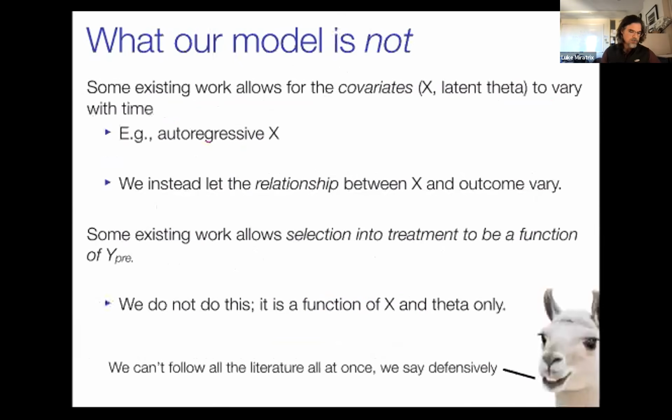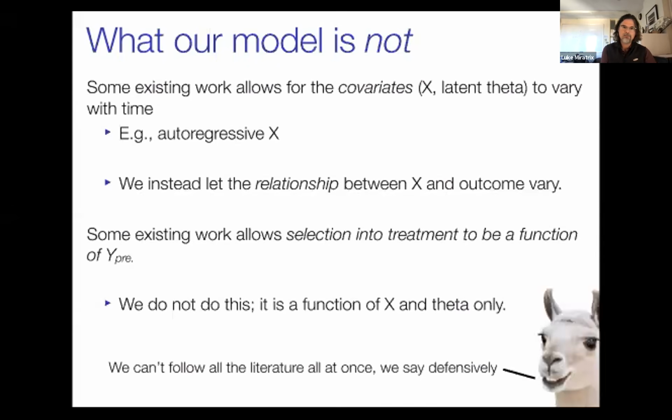So that being said, that's our model. Attaching it to prior literature, there's two major areas where some of the prior literature has a somewhat different model. And we had to pick one model, so we picked one that felt natural for the questions we're investigating. But some existing work allows for the covariates themselves to vary across time. So for us, theta and x are fixed. You generate them for the units.